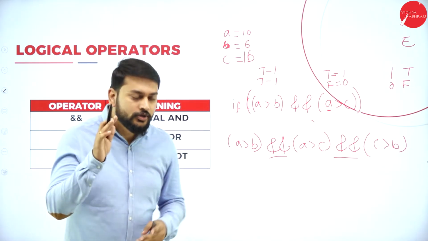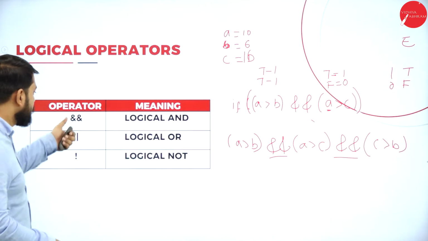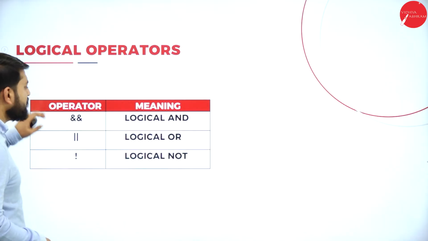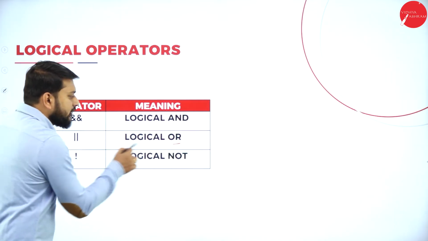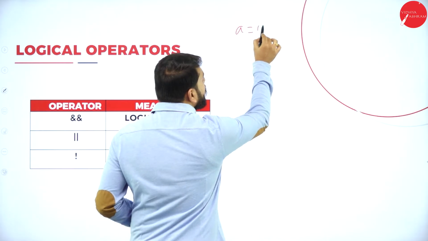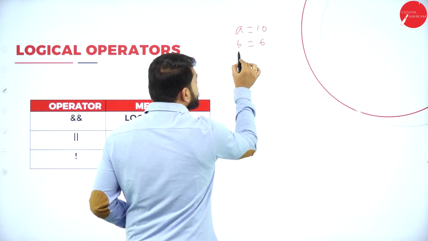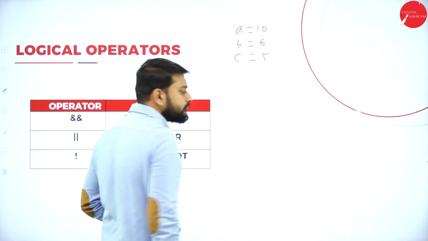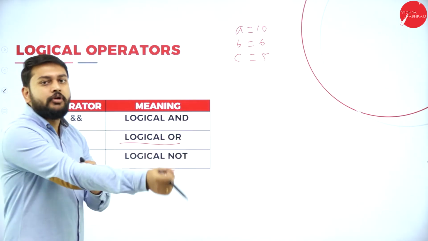You got my point? So hope you understood. So let's go for the OR now. Same thing. When it comes to logical OR, it is simple. Let's take the same example. A is equal to 10, B is equal to 6, C is equal to 5. Let's take the same example.